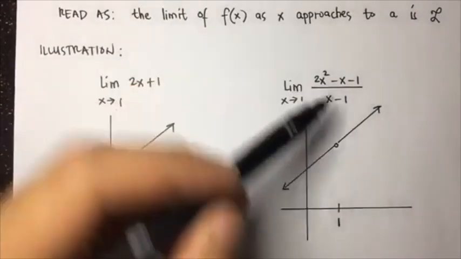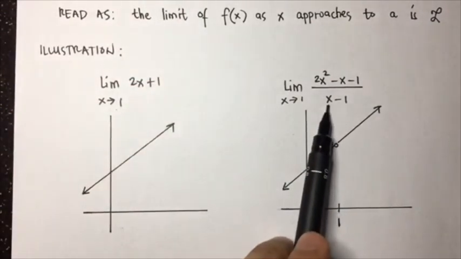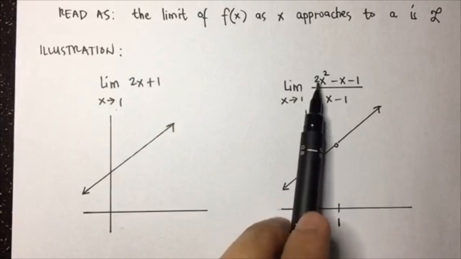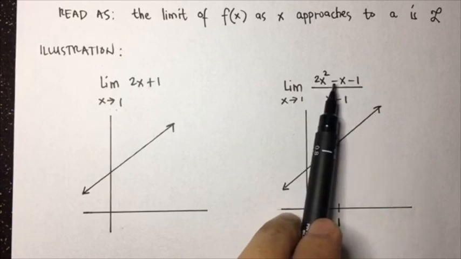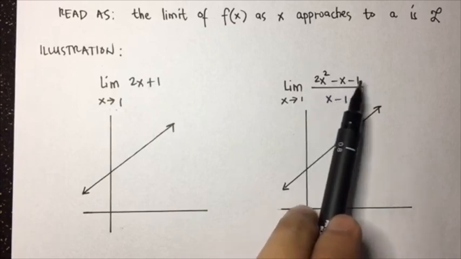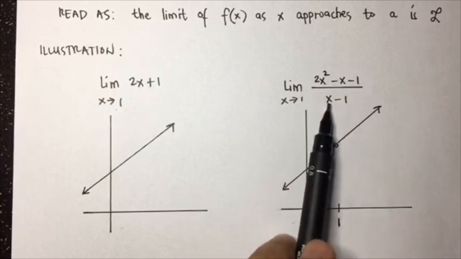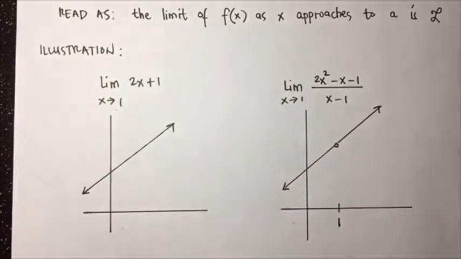If you substitute x equal to 1, this becomes 2 times 1 squared, that is 2, minus 1 minus 1, over 1 minus 1, so that will be 0 over 0. And 0 divided by 0 is indeterminate.